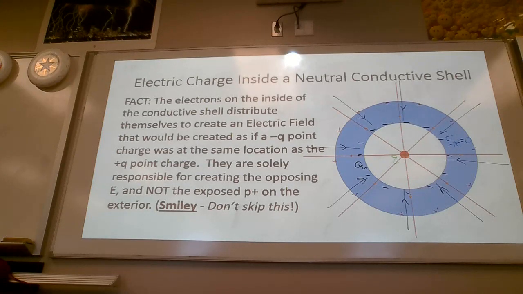You right with that, Josiah? And that would also be true if the one in the center was a negative particle, right? Yep. Good with that?